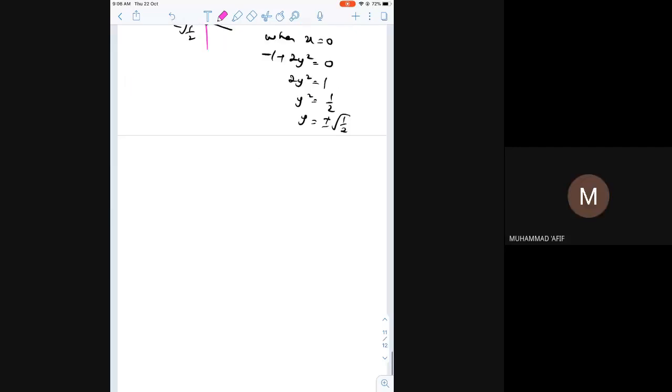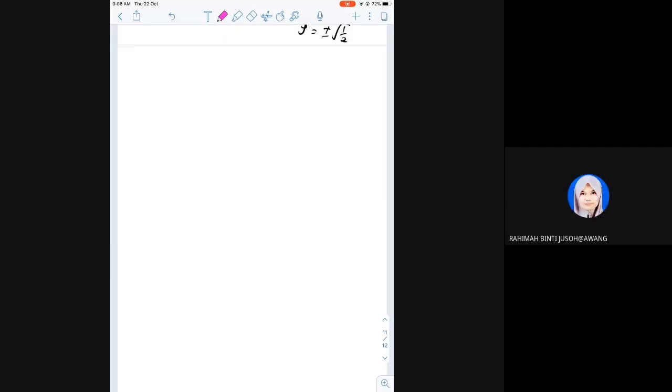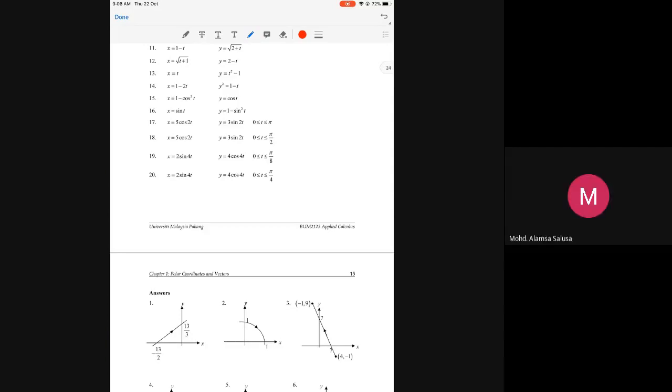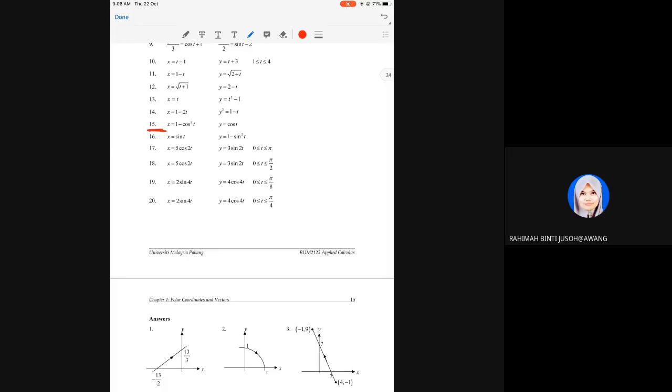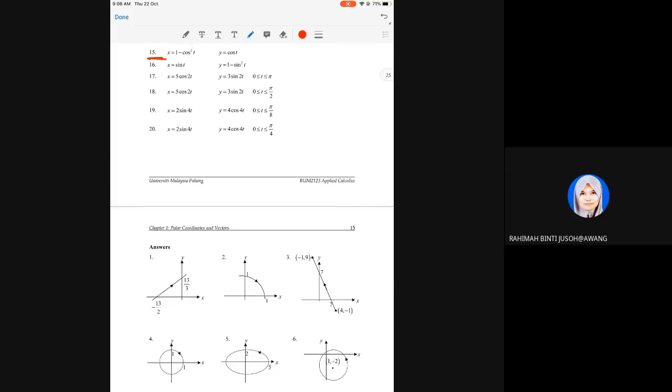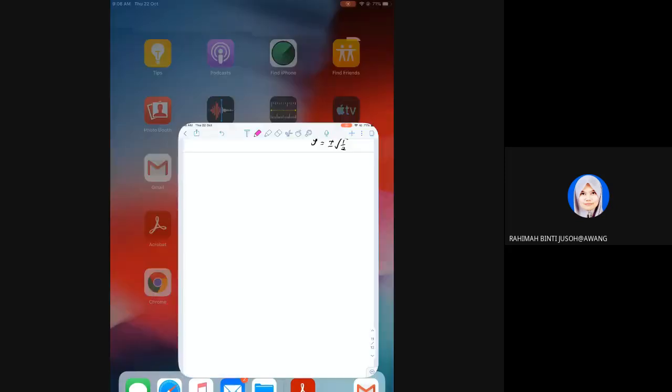Understand. Alright. Now, okay, look at question number 15. Question number 15. Saya nak ajar you soalan ni. Dia ada x equals to 1 minus cos squared t, y equals to cos t. Ini trigo tapi dia ada cos. Okay, question number 15.